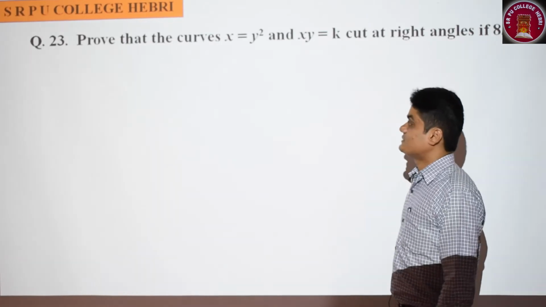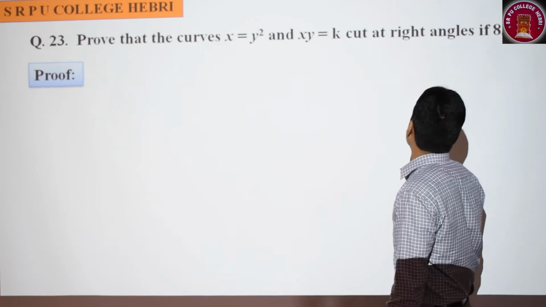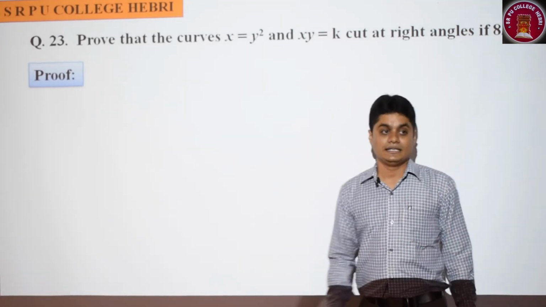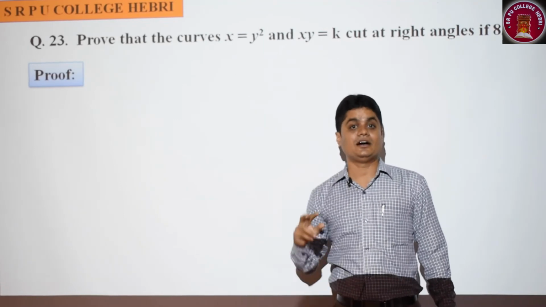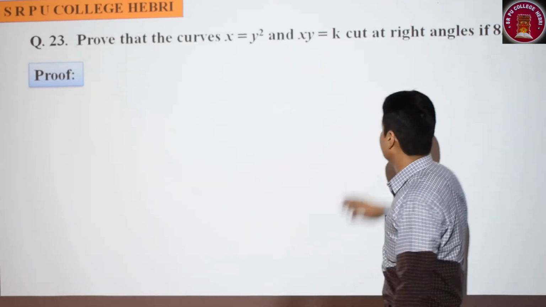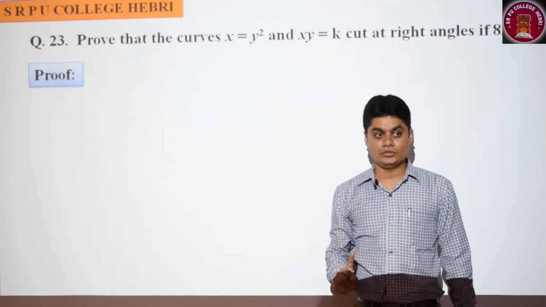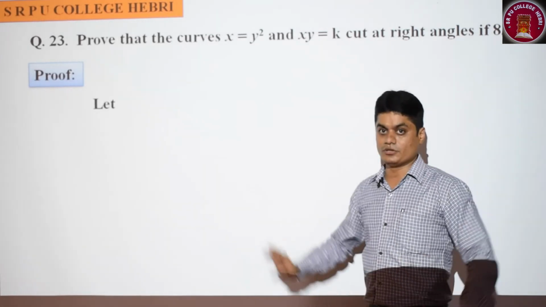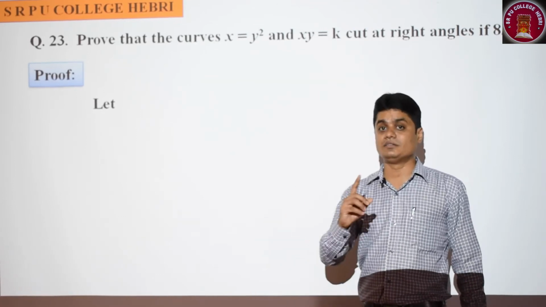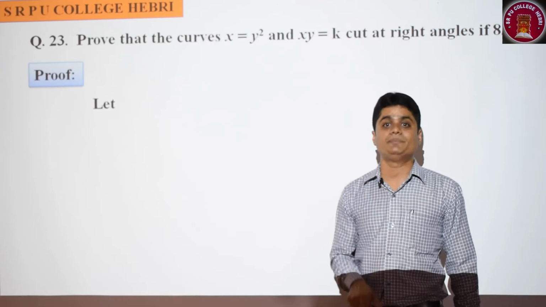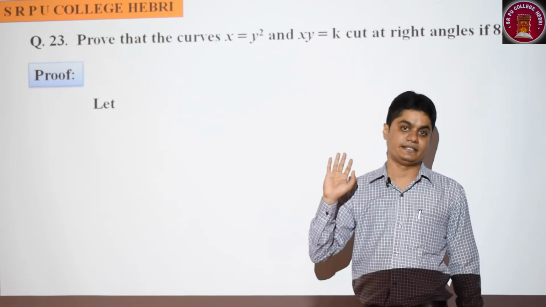Prove that the curves x is equal to y square and xy is equal to k cut at right angle if 8k square is equal to 1. You have to prove that the angle between these two curves is 90 degrees when this condition is satisfied, when 8k square is equal to 1. Okay, so let me take this problem. It is an important question, in the sense that if they want to ask any problem on angle between two curves, they must ask this problem only, because this is the only one problem in the NCERT textbook.